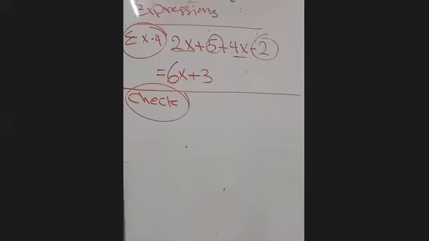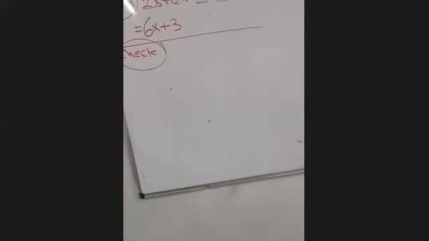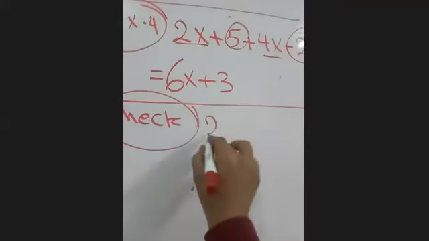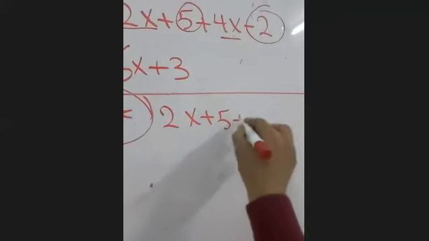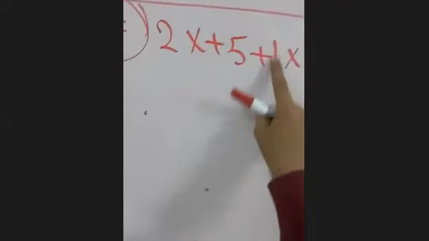Let's go to the check below example 4. Simplify 2x plus 5 plus 1x minus 1. They wrote 1 here, no need for it.